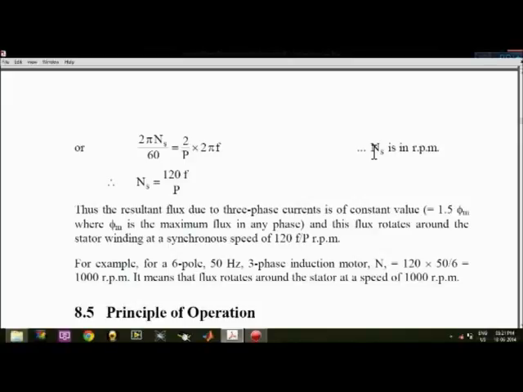For example, here you can see the example. I will enclose this PDF, you can study it well. For a 6-pole 50 Hz 3-phase induction motor, N equals how much, can you guess? It's simple: 120 into the frequency, that is 50 Hz, by the number of poles attached, that is 6. It comes out to be 1000 rpm. It means the flux rotates around the stator at a speed of 1000 rpm. So in this way you can calculate 2-3 numericals regarding this.